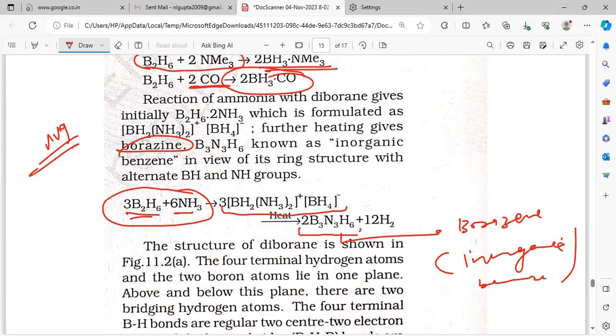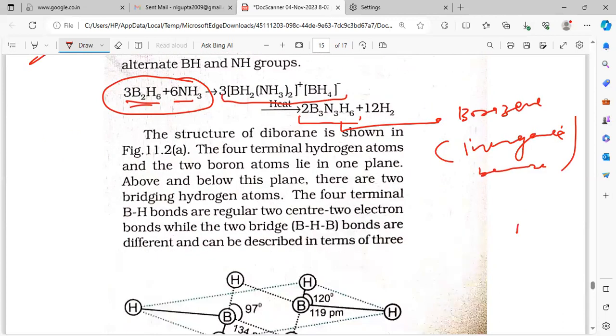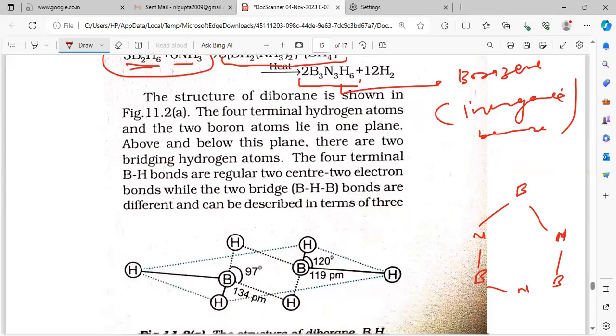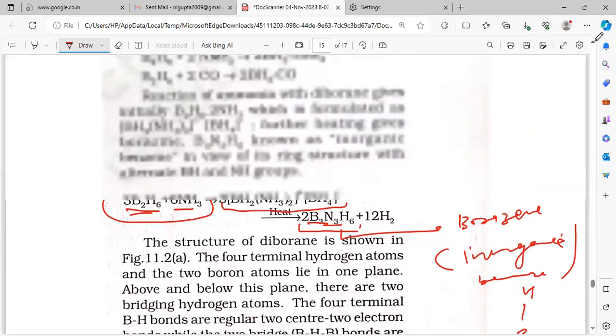Okay, how is the structure? In borazine you can see B is there, N is there, then again B, and finally N. So B3N3, this we explain. Now we are having the hydrogen, so at every place the hydrogen will go, H6 is there. And alternate single and double bonds will be there. So this is what is called borazine, inorganic benzene. This is very important. They may ask it today.